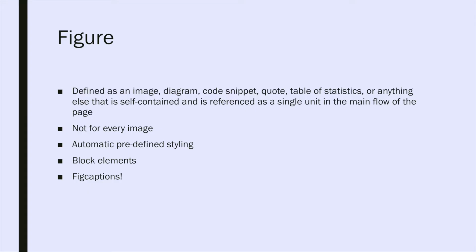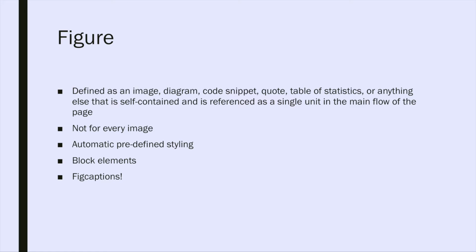What exactly is a figure tag? Well, a figure is defined as an image, diagram, code snippet, quote, table of statistics, or anything else that is self-contained and is referenced as a single unit in the main flow of the page. A figure is not used for every image. It should only be used for things that are a part of the context, but not part of the image itself that should be loaded.